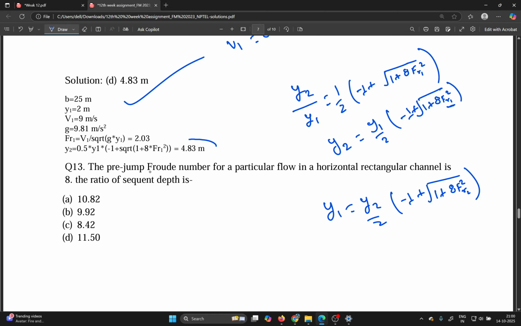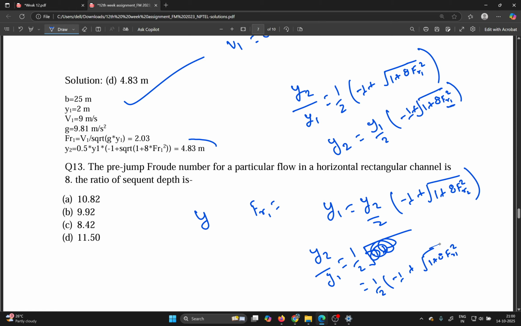Similar kind of question is given. The pre-jump flow number for a horizontal rectangular channel is 8, find the ratio of the second depth. Pre-jump flow number means Fr1 is given. If Fr1 is given, you will write the formula like y2 by y1 is equal to 1 by 2 into minus 1 plus root under 1 plus 8 Fr1 square. After putting the value 8 here, you will get y2 by y1. The second depth is asked, so when we calculate, we will get the final answer.